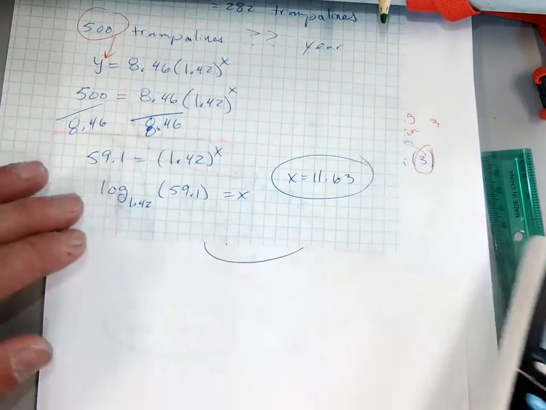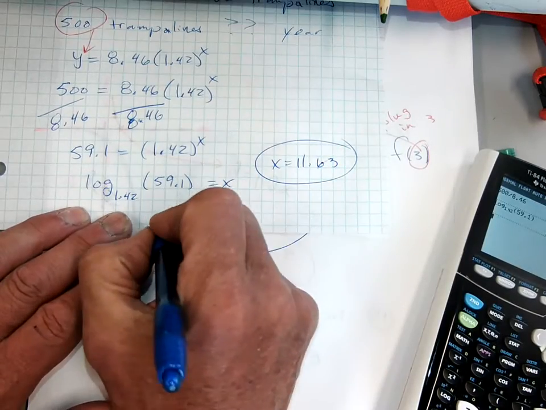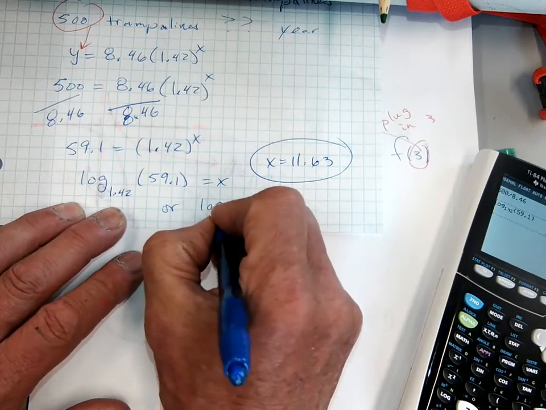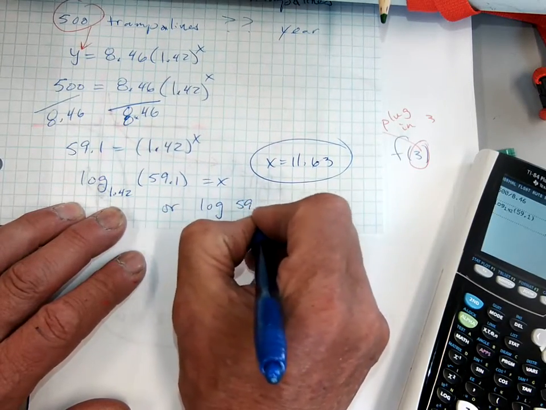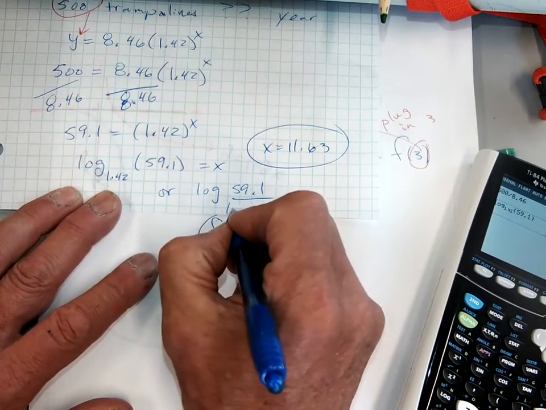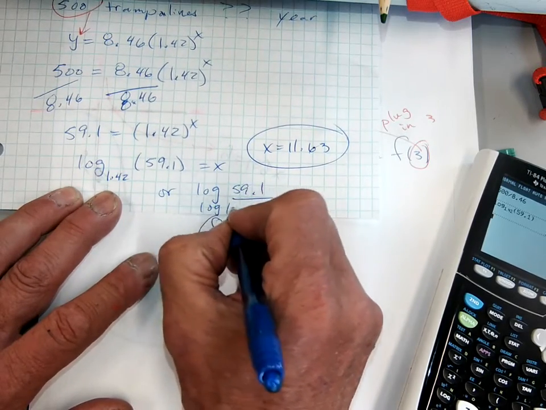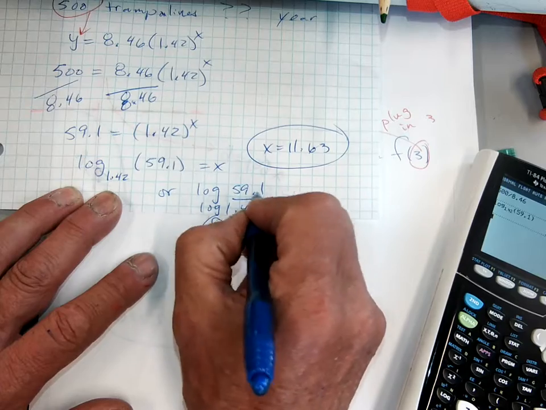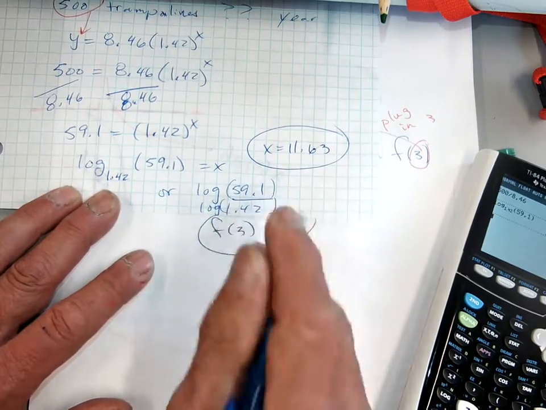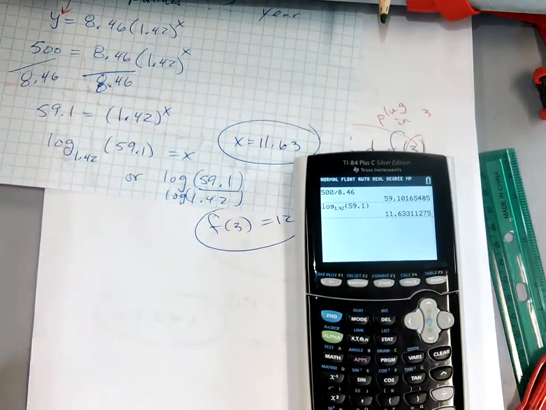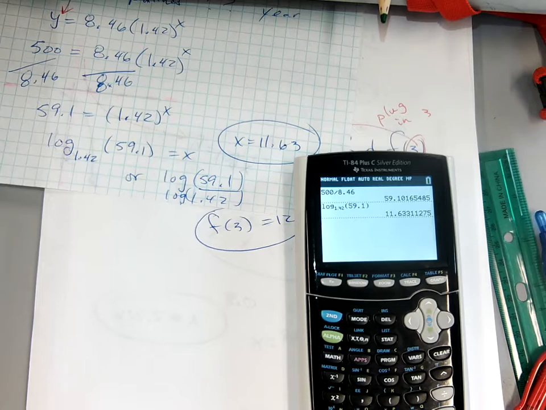Now, if you don't have the fancy calculator, you can always go log of 59.1 divided by log of 1.42, and you'll get the same answer. And if you don't have a fancy calculator, maybe Mr. Bard has one, okay? All right.